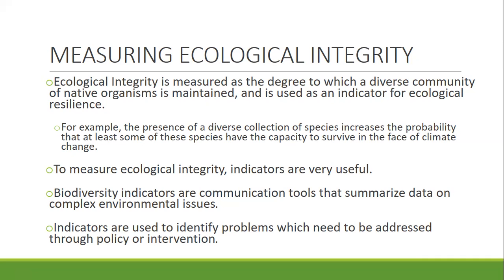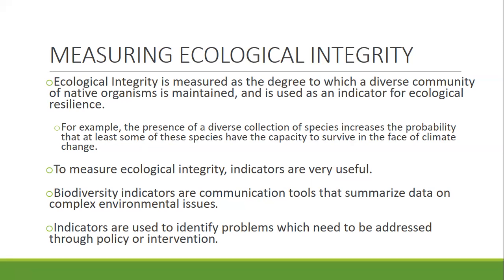So to measure ecological integrity, we know that indicators are very useful. Biodiversity indicators are communication tools that summarize data on complex environmental issues. These indicators provide data that tells us about the state of the environment and helps us to understand the impacts on the environment. If you remember the DPSIR framework, I hope I got the letters in the correct order, and the relationship between state, impact, drivers, pressures, responses, etc., you should recall what I'm talking about, right?